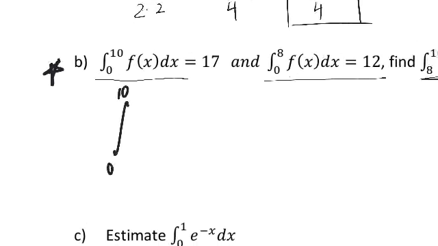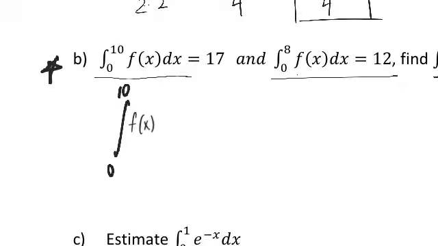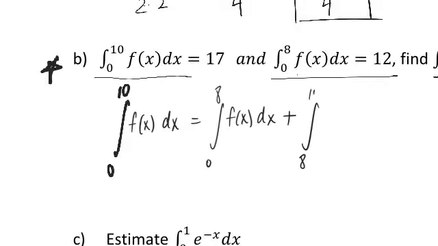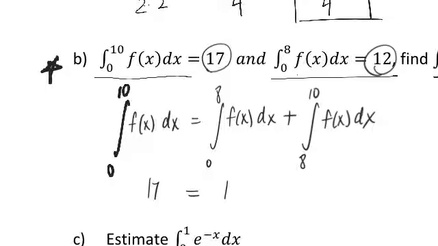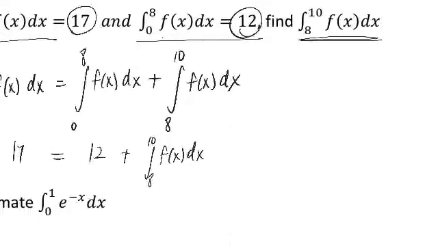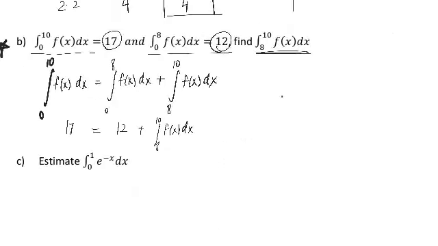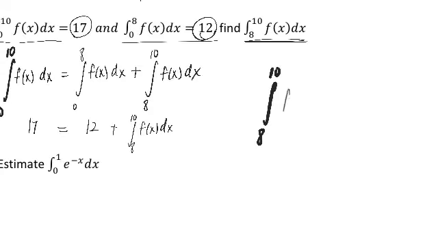Okay, so I like to think of it like this. You can say the integral from 0 to 10 of f of x dx is equal to the integral from 0 to 8 of f of x dx plus the integral from 8 to 10 of f of x dx, and this is my adding intervals property. And I can now put my numbers in. I know this one is 17, and I know this one is 12, and I'm trying to find this last one. And so this last one, just by math, subtract the 12, the integral from 8 to 10 must be 5.